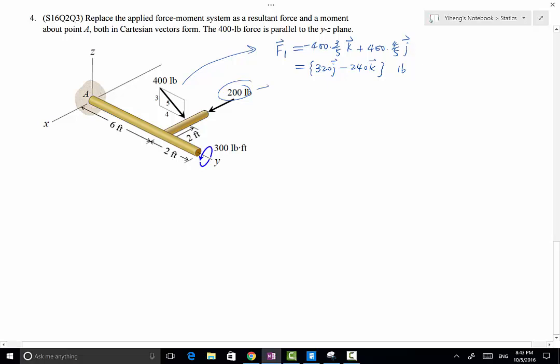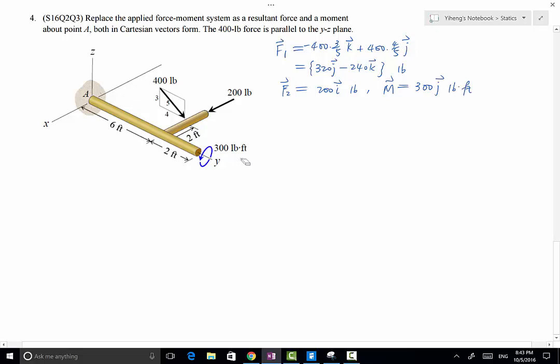This force, let's call it F2. That's easier. It only has a positive X component, so that's positive 200I pound. Those are our two forces. And this free couple moment is simply about the y-axis counterclockwise. Therefore, this moment right here simply equals positive 300J pound-foot.